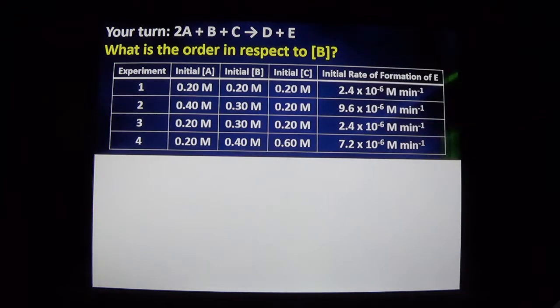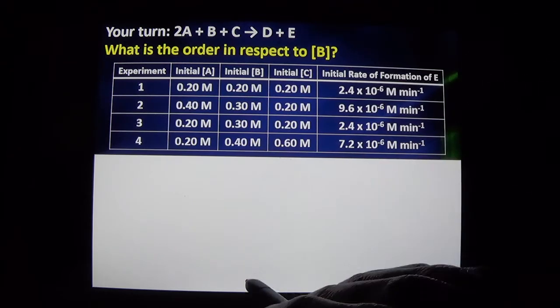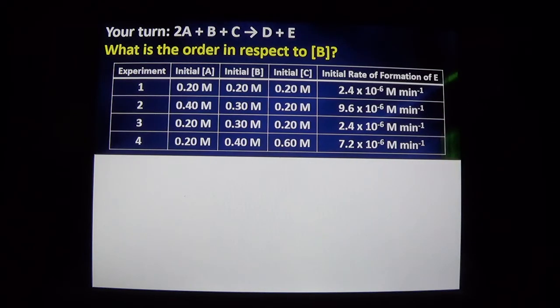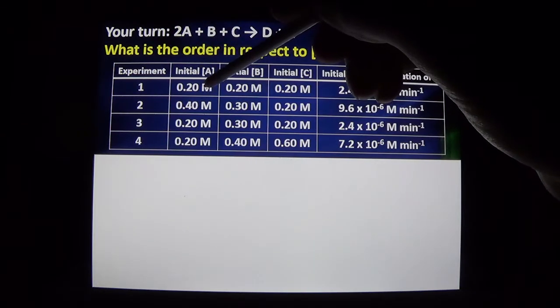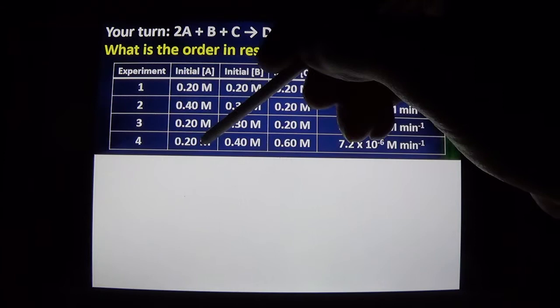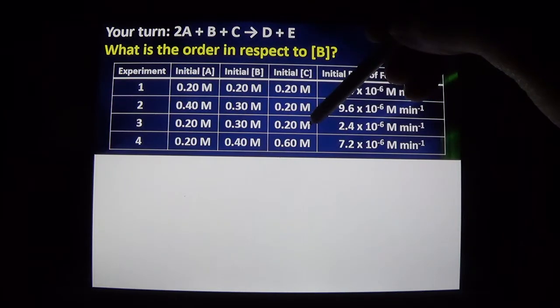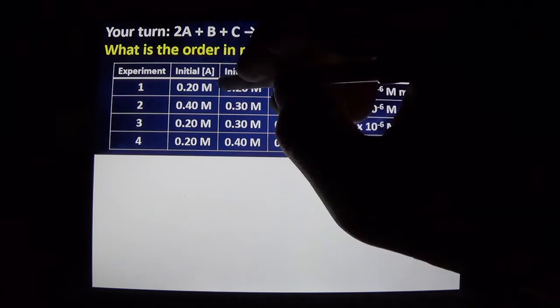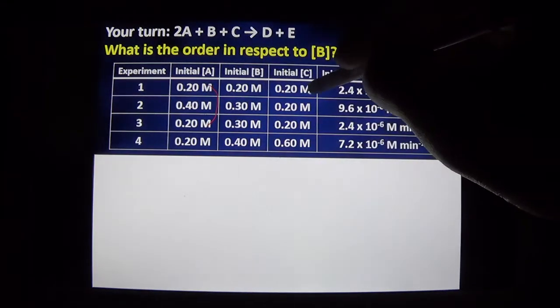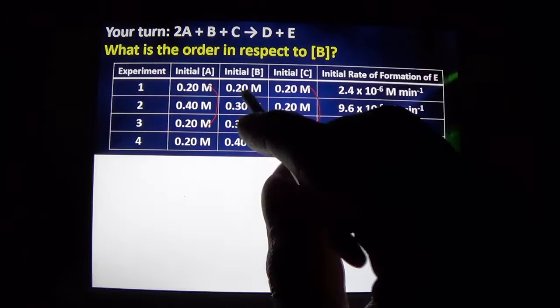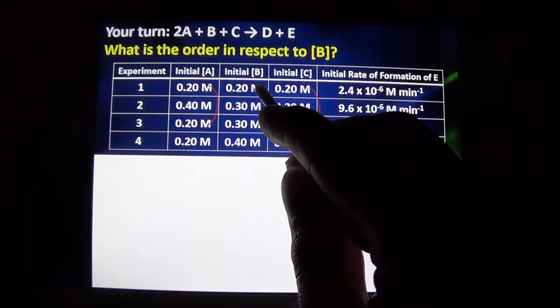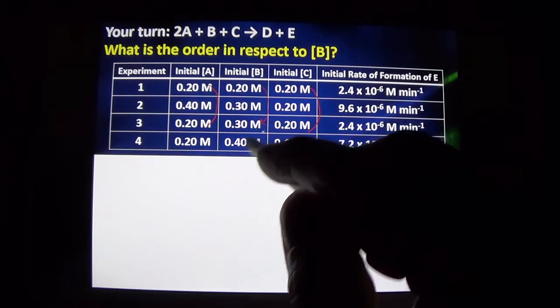Okay. So now I know what A is. Okay, let's do it with respect to B. While I change B, I want to keep A and C the same. Okay, well, we have some choices here. Okay, so A stays the same in 1, 3, and 4. And C stays the same in 1, 3, and 2. So let's pick these two and these two. Does B change? Yes, B does change.